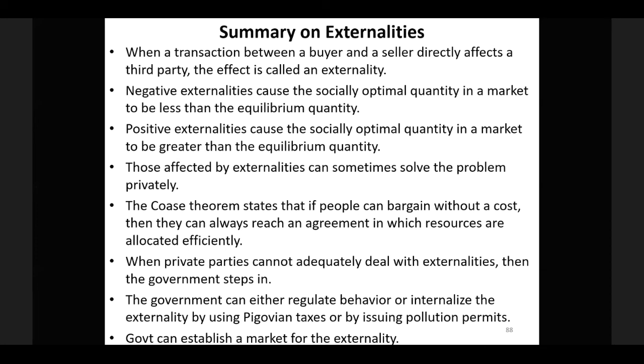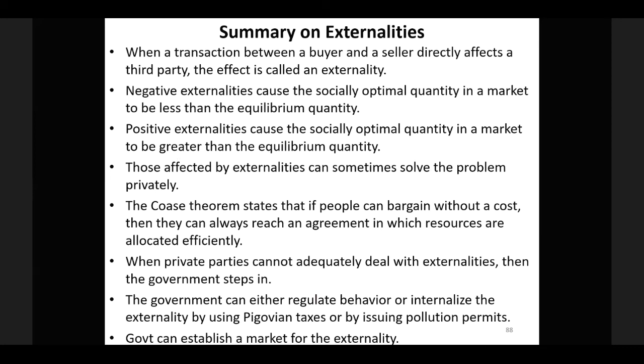Those who are affected by externalities can sometimes solve the problem privately, as the Coase theorem states that if people can bargain without a cost, then they can always reach an agreement in which externalities can be effectively tackled, or resources can be allocated efficiently.